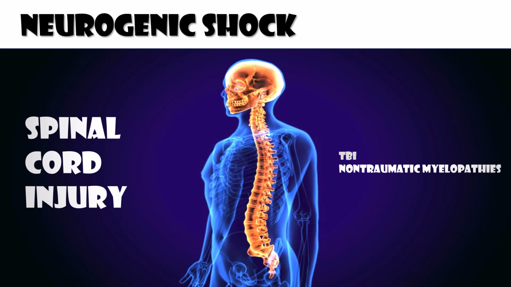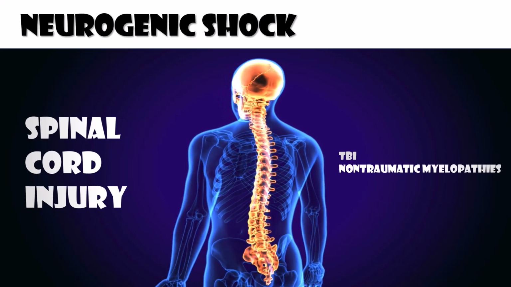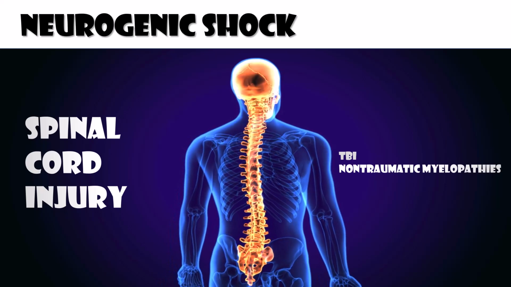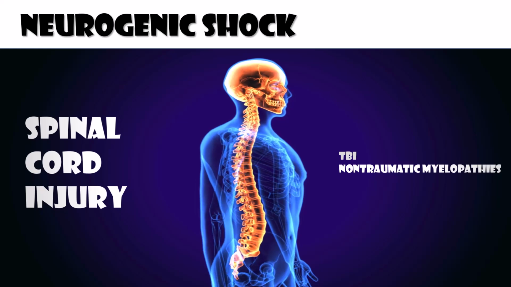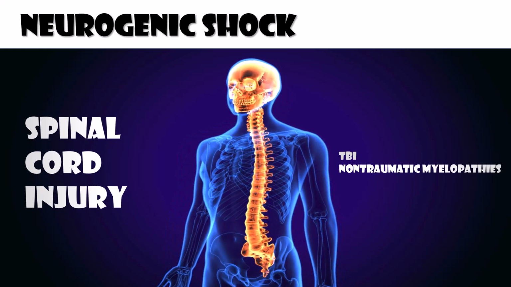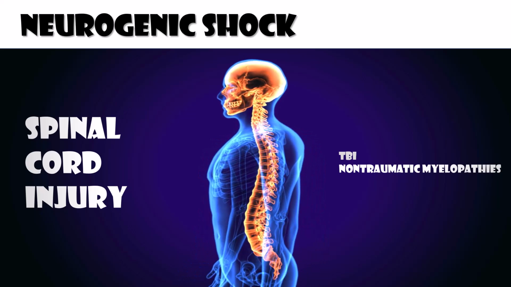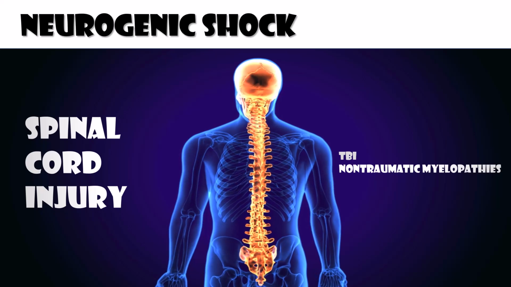Now we're going to briefly cover neurogenic shock. The main cause of neurogenic shock is spinal cord injury. However, TBI, spinal anesthesia, and non-traumatic myopathies can also cause neurogenic shock. But for most of us, if we're going to see this type of shock, it's going to be secondary to a spinal cord injury. Mechanisms of injury can range from diving accidents, falls, blunt and penetrating trauma, and even sports-related injuries.